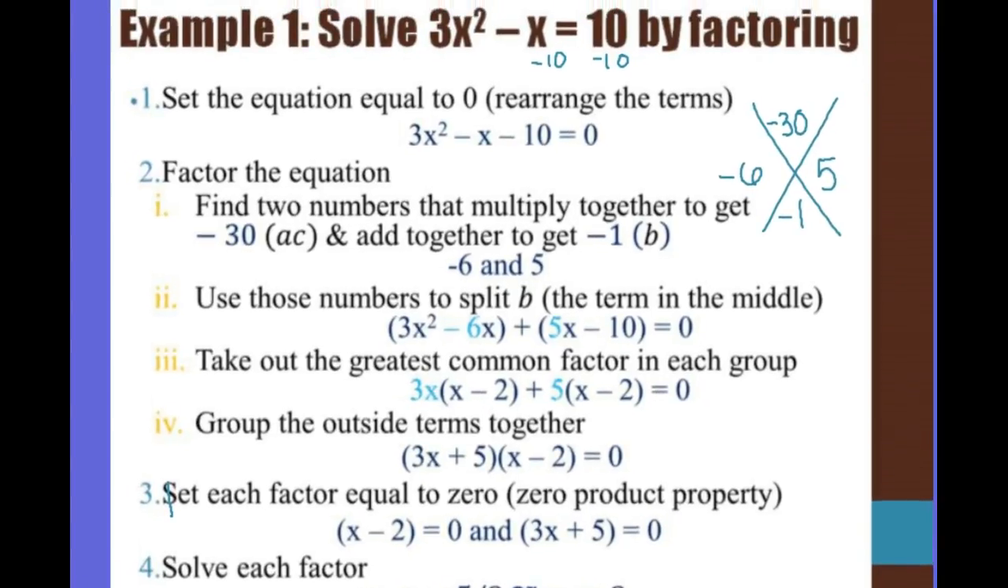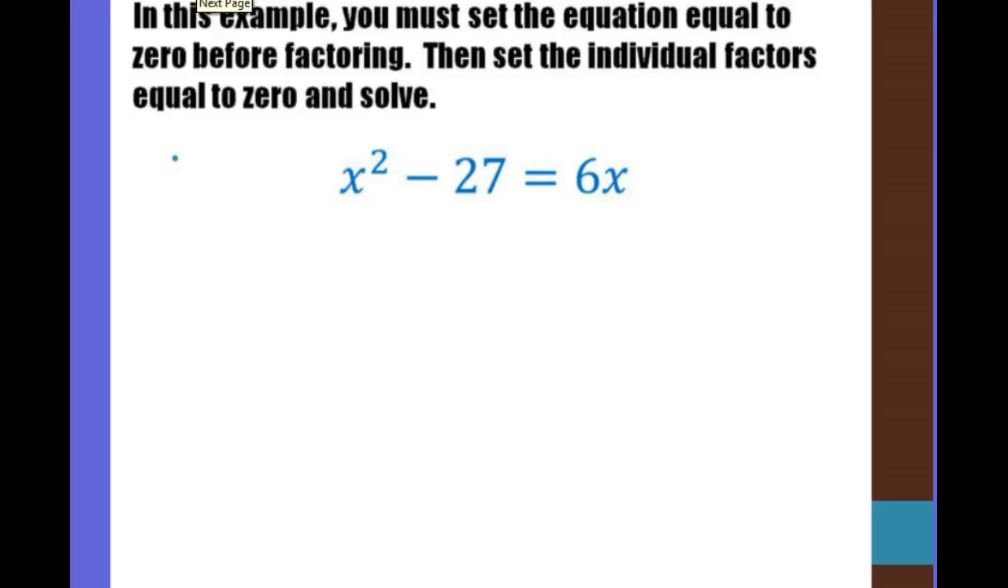Okay. So that's pretty much it. We're going to follow those same 4 steps to do every problem we do today. So step 1, is the function equal to 0? If not, set it equal to 0 and rearrange it in standard form. So you always have to be in ax squared plus bx plus c equals 0 form.